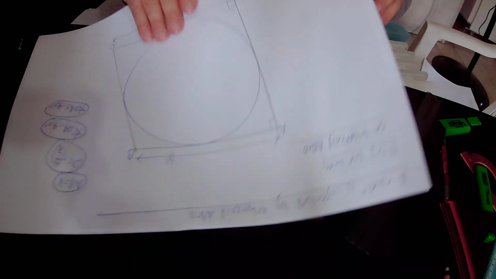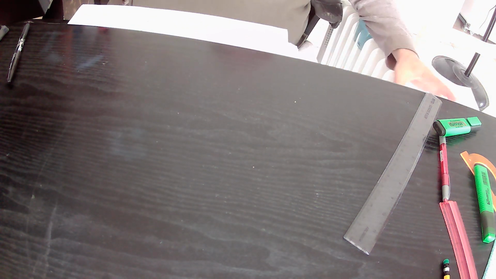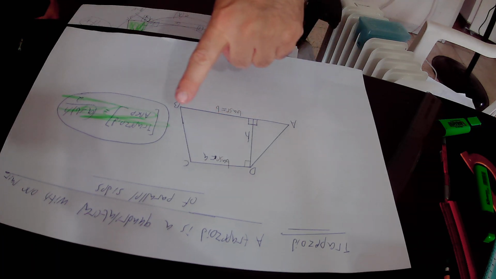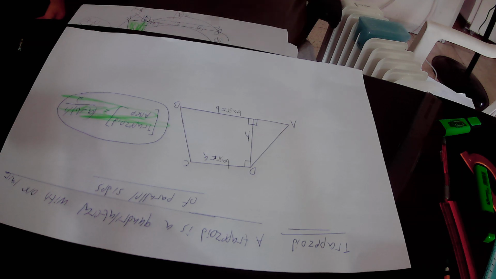Okay, so first of all, what is a trapezoid? A trapezoid is a quadrilateral with one pair of parallel sides. So we have here quadrilateral ABCD, and in this quadrilateral we know that side DC is parallel to the opposite side AB, and therefore this quadrilateral ABCD is defined as a trapezoid because it has one pair of parallel sides.